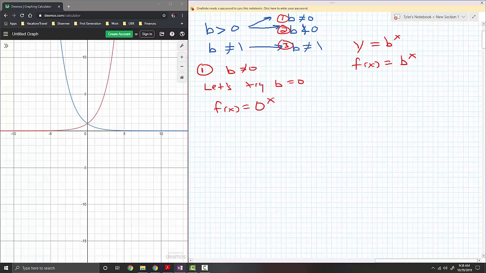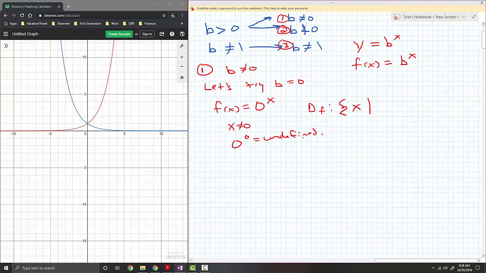I have 0 raised to x. What's this graph going to look like? Well, if you think about this for a moment, one thing that's true is that x cannot be equal to 0. So if we're thinking about the domain of this function f, x can't be 0 because 0 to the 0 power is undefined.